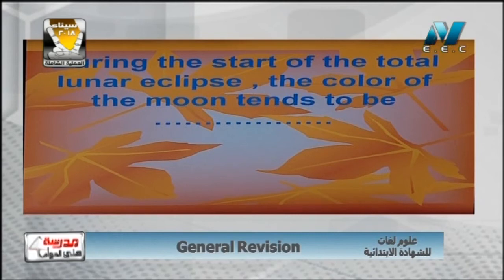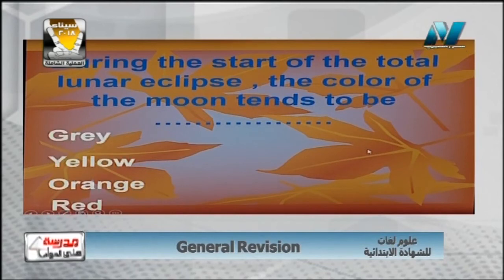The color of the moon tends to be gray, yellow, orange or red. Gray is gray; yellow, orange and red are the nearest colors to each other, as we studied before in 5th primary when we took light colors. Here we choose red. Be careful that in a total lunar eclipse the moon appears or tends to be red, and dark red.